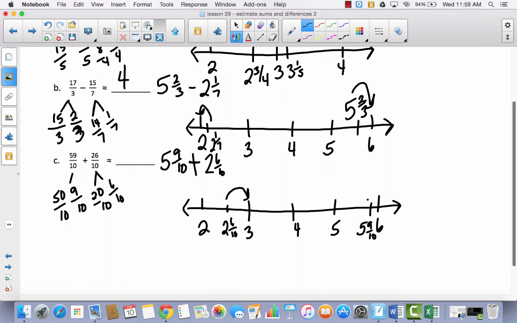And 5 and 9 tenths is definitely closer to 6. So you could say 6 plus 3, which equals 9. Or you could say 6 plus 2 and a half, which equals 8 and a half. I would count both of these right. The more accurate estimate would be 8 and a half, because 2 and 6 tenths actually is closer to a half than it is to 3. But I would count 9 correct also.